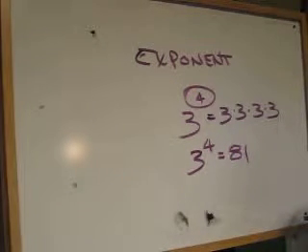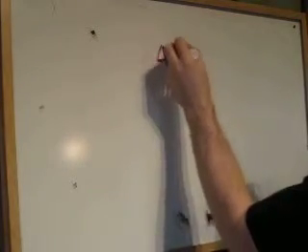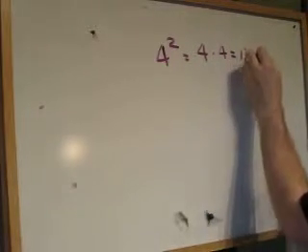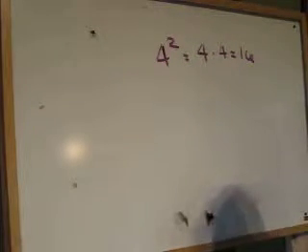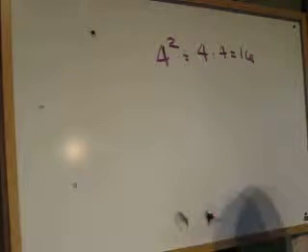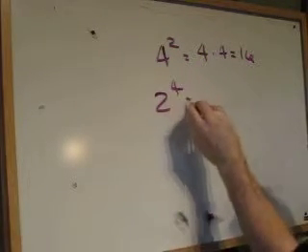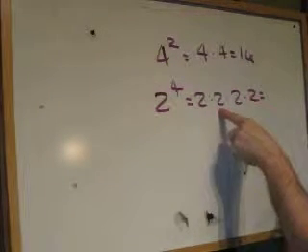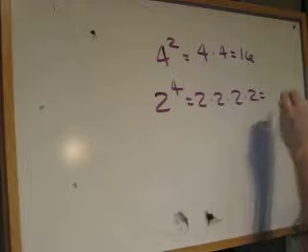So that's what we're going to be doing in this lesson, using some of those and some various other things, but that's what an exponent is. So let's do a little bit of practice with the exponents. If we have 4 squared, that's the same as 4 times 4, which is 16. If I have 2 to the 4th power, that's 2 times 2 times 2 times 2, which is going to be 2 times 2 is 4, times 2 is 8, times 2 is 16.